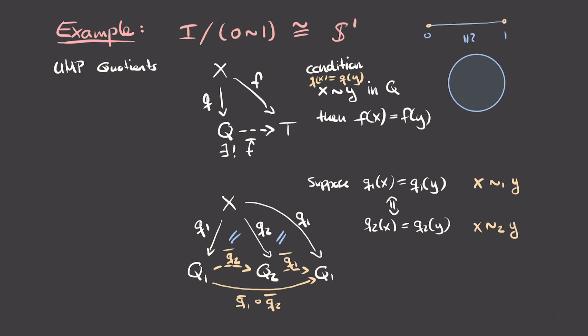On the other hand, if you just plug in the identity here, so we have another map, namely just the identity going from Q1 to Q1, this also makes this triangle commute.